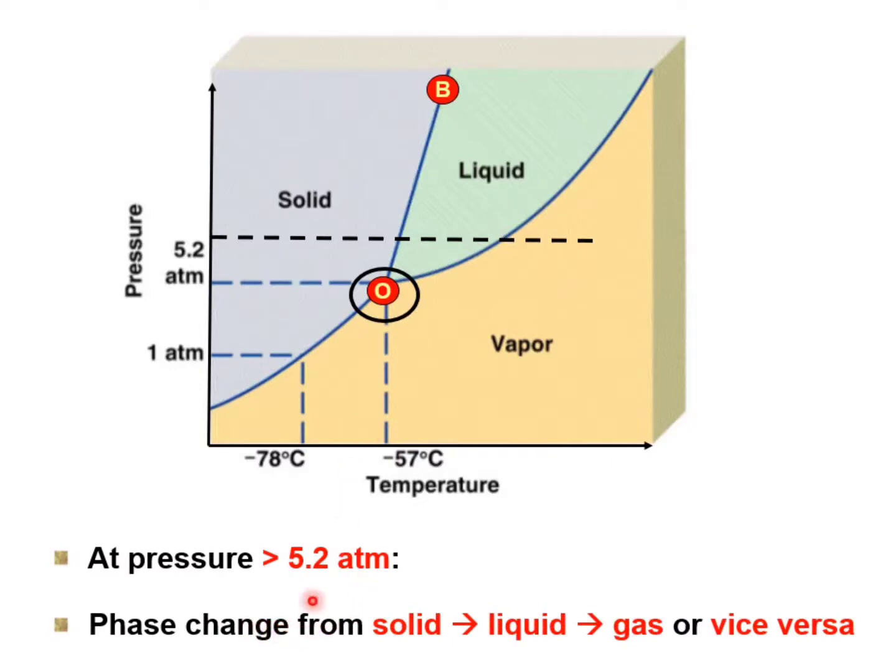So phase changes from solid. So dia akan jumpa this line, actually solid and liquid at equilibrium, and then liquid phase, and then liquid and gas at equilibrium, and finally it will berada pada gas phase or vice versa, means start from gas to solid phase. Boleh?